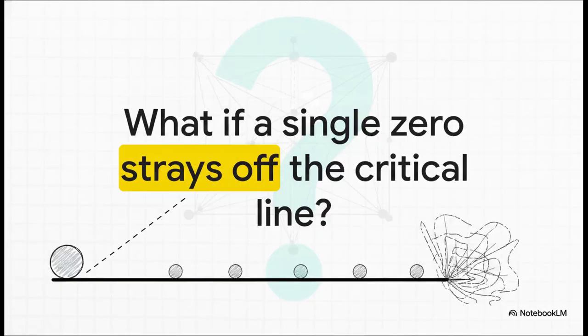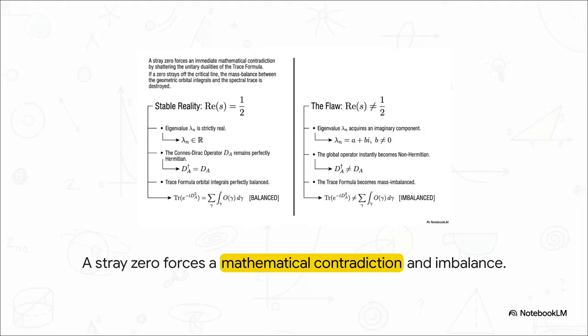So this leads us to the ultimate question of the Hilbert-Pólya conjecture. We know exactly where the zeros are supposed to be, but what actually happens if a single Riemann zero strays? Seriously, what if just one zero moves off that critical line? Let's compare the two realities. On the left, you see our stable reality, where the real part of s equals exactly 1/2. The eigenvalue is strictly real, the operator is perfectly Hermitian, and the trace formula is perfectly mass-balanced.